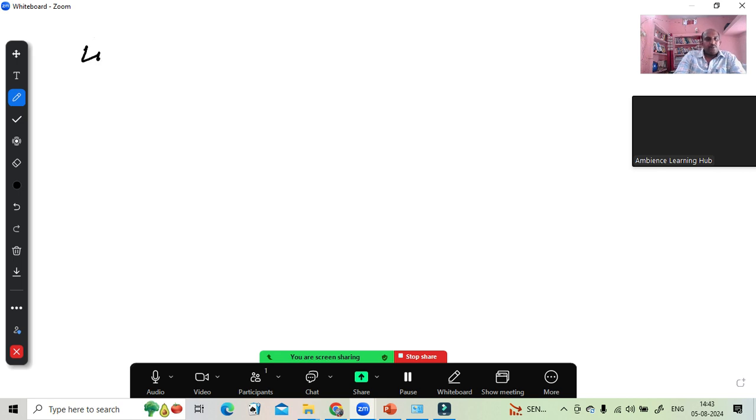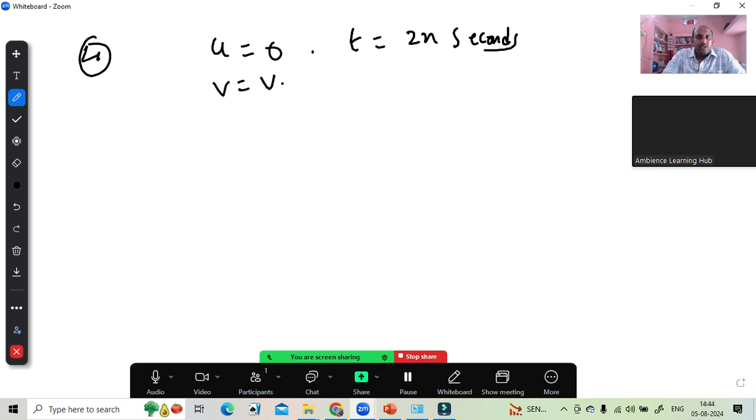Next, fourth problem. The body starts from rest with uniform acceleration. Its velocity after 2n seconds is v naught. The displacement of the body in the last n seconds is what they are asking. Body starts from rest, so initial velocity is equal to 0. Its velocity after time t equal to 2n seconds is v naught. In this situation, they are asking us to find the displacement, the s value.